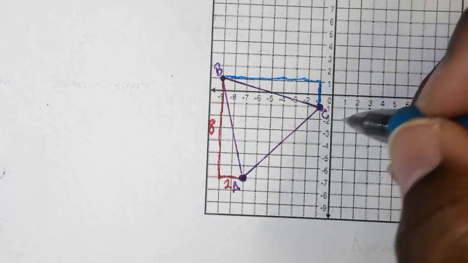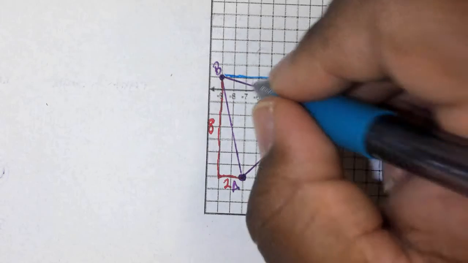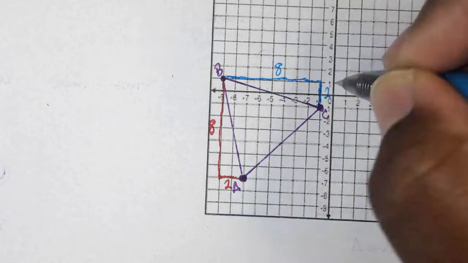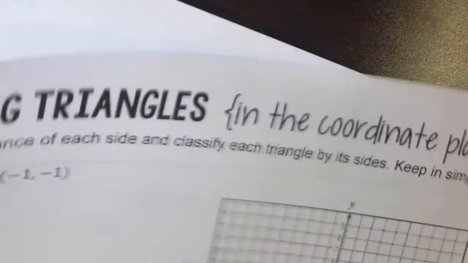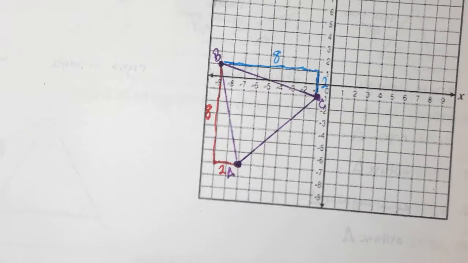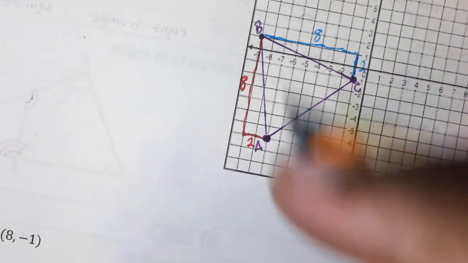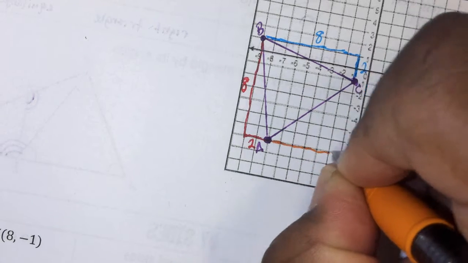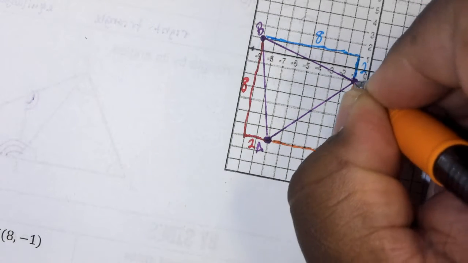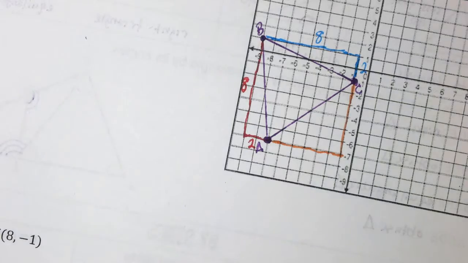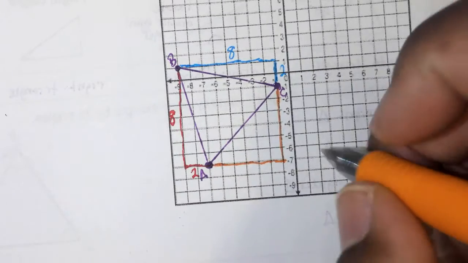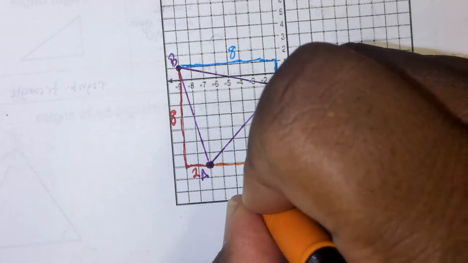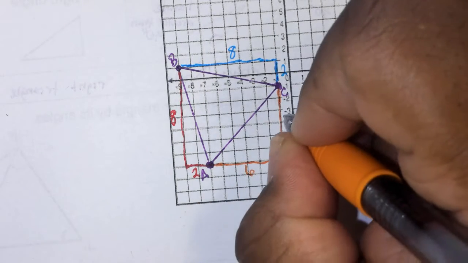Do my other triangle that way for B to C. My horizontal count on B to C is 8. My vertical count is 2. And then I'm going to do C to A last. So do that triangle from C to A. Right triangle outside. Horizontal count is 6. Vertical count is 6.